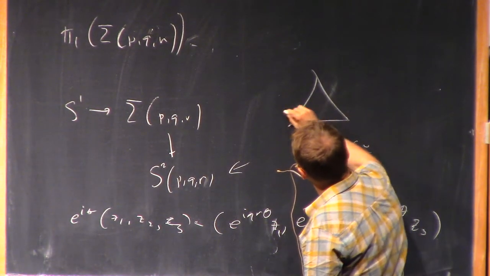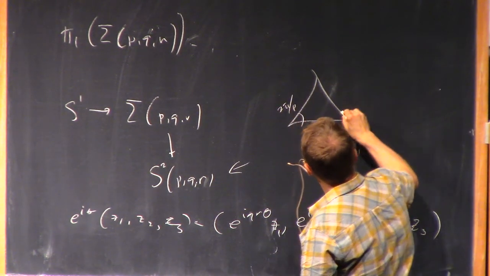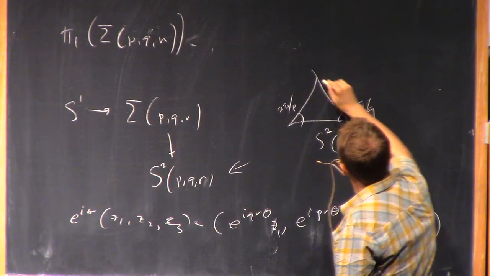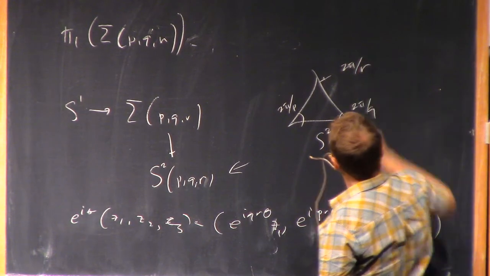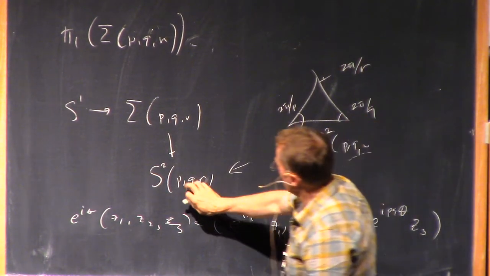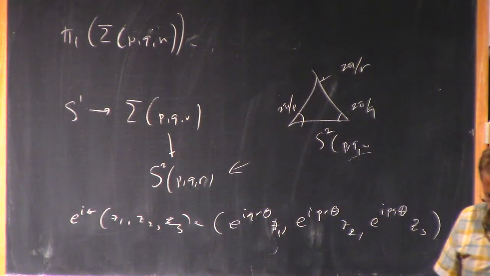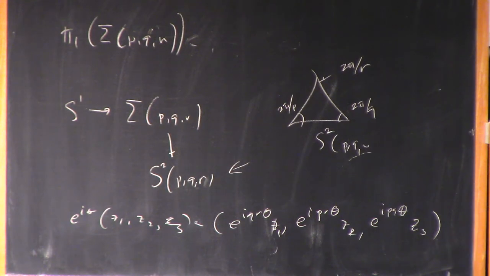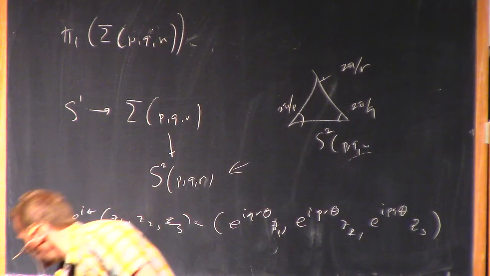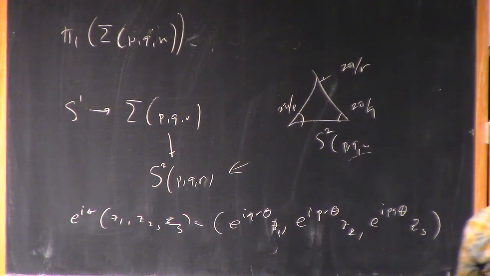So there's an orbifold angle of 2 pi over p, 2 pi over q, 2 pi over r here. And the fundamental group of this orbifold is quite easy to describe. It's a triangle group. So the orbifold fundamental group.